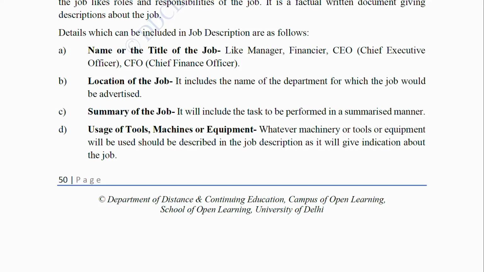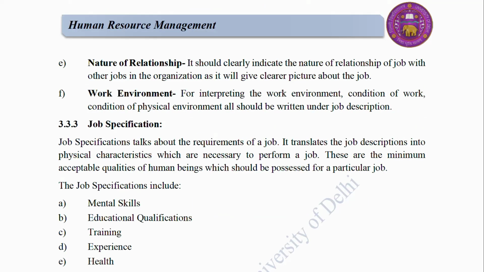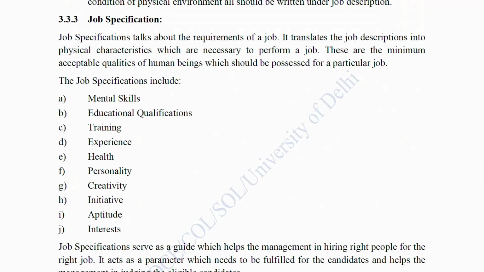Number 4, usage of tools, machines or equipment. Whatever machinery or tools or equipment will be used should be described in the job description, as it will give indication about the job. Number 5, nature of relationship. It should clearly indicate the nature of relationship of the job with other jobs in the organization, as it will give a clearer picture about the job. Last, work environment. For interpreting the work environment, condition of work, condition of physical environment, all should be written under job description.